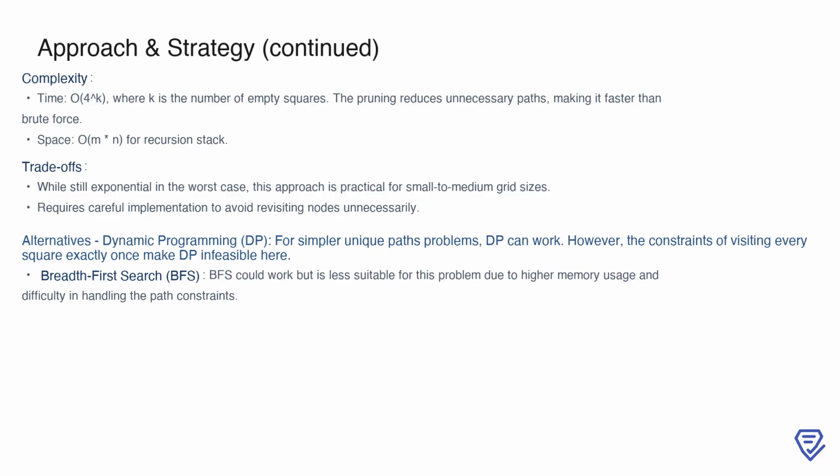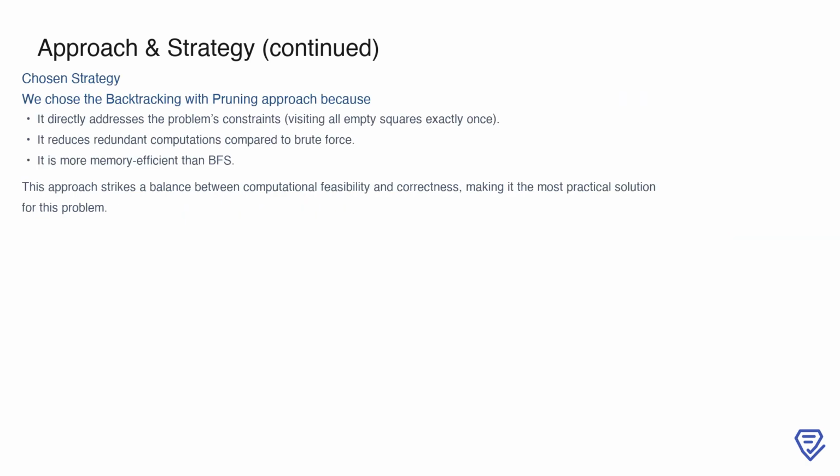As for alternatives, dynamic programming is typically effective for simpler unique paths problems but isn't feasible here due to the constraint of visiting every square exactly once. Breadth-first search is another option, but it's less suitable because it requires higher memory usage and struggles to handle the strict path constraints efficiently. Given the problem's constraints, backtracking with pruning is the most appropriate strategy. It directly addresses the requirement to visit all empty squares exactly once while minimizing redundant computations.